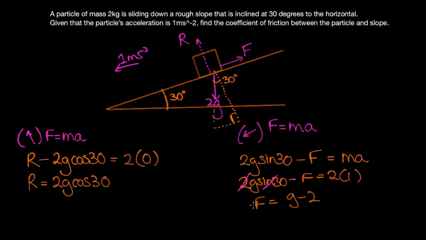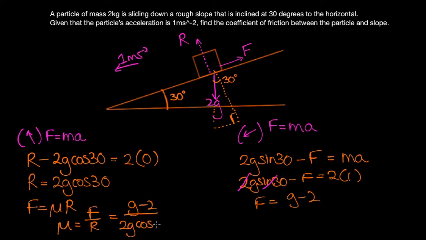And now that we have friction and we have the normal reaction force, there is one last equation that we're going to need to use, which is F equals mu R, where F represents the friction, or the maximum value of friction, mu is the coefficient of friction, and R is the normal reaction force. So mu is what we're trying to find, the coefficient of friction. So mu is equal to F over R, which is g minus 2 over 2g cos 30.